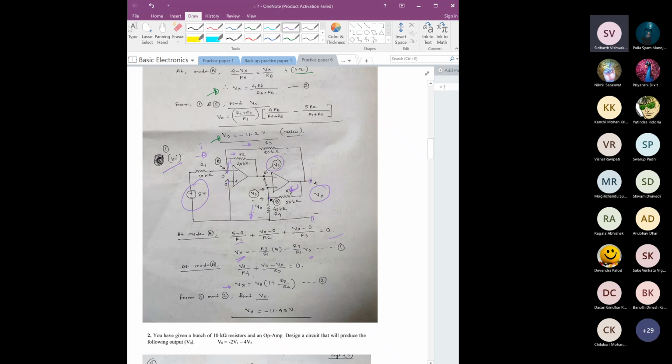So from here, we are getting another relation between this Vx and V naught. So we have two relations and two unknowns. So from here, we can find the output voltage V naught. Is this clear to you? Okay.